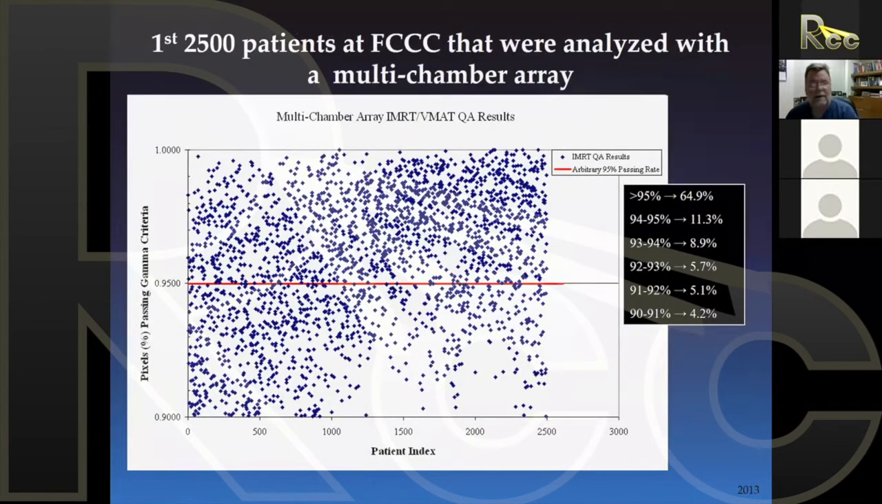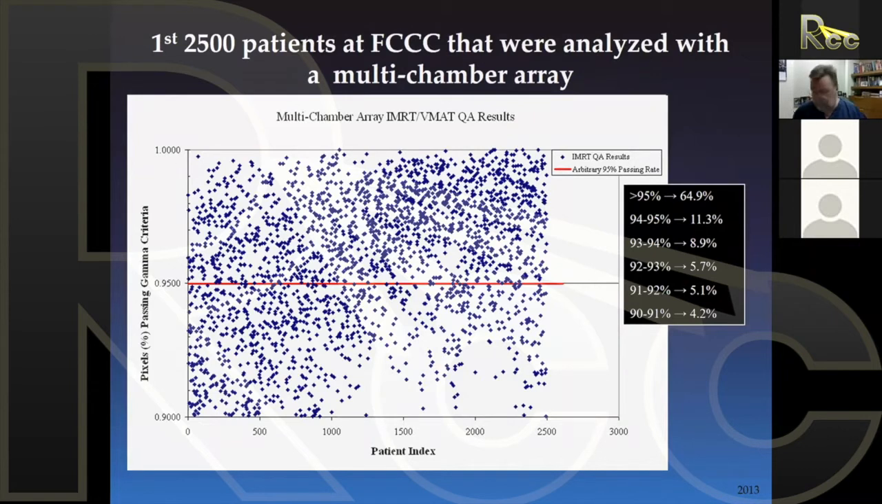Okay, so back in 2013, looks like I must have had a lot of time on my hands because I evaluated the first 2,500 patients that were QA'd with a multi-chamber array. And once again, this is a good idea to do, looking for systematic errors. And you can see here about 65% of them were immediately 95% passing or better.